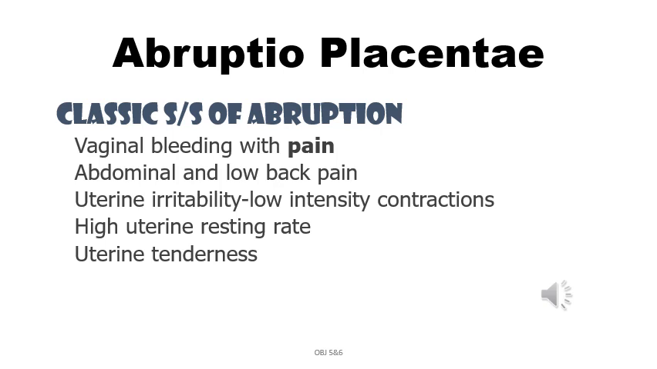So classic signs with an abruption, there could be vaginal bleeding, but it's always associated with some kind of pain. They can have abdominal low back pain, uterine irritability, low intensity contractions. There could be a high uterine resting rate or just some uterine tenderness. The uterine tenderness is usually at the site of the abruption. The whole abdomen may be hard and tender. The patient will be restless. And again, remember, the hemorrhage can be concealed, so you may not see any active bleeding, but she could be bleeding a large amount behind that placenta.